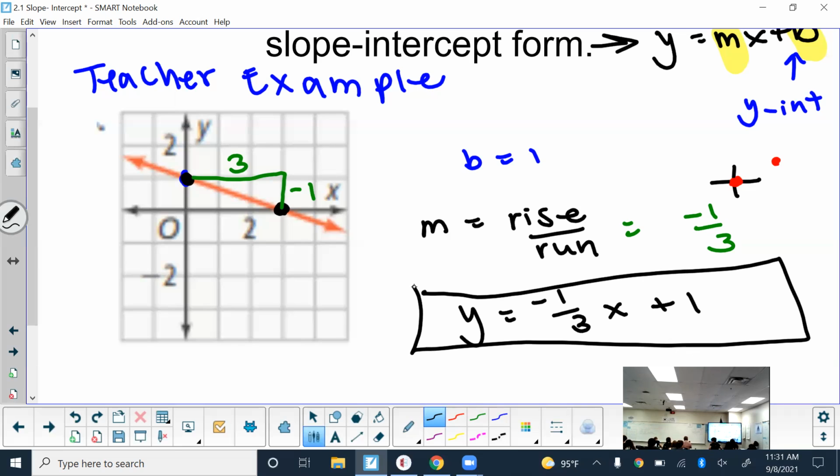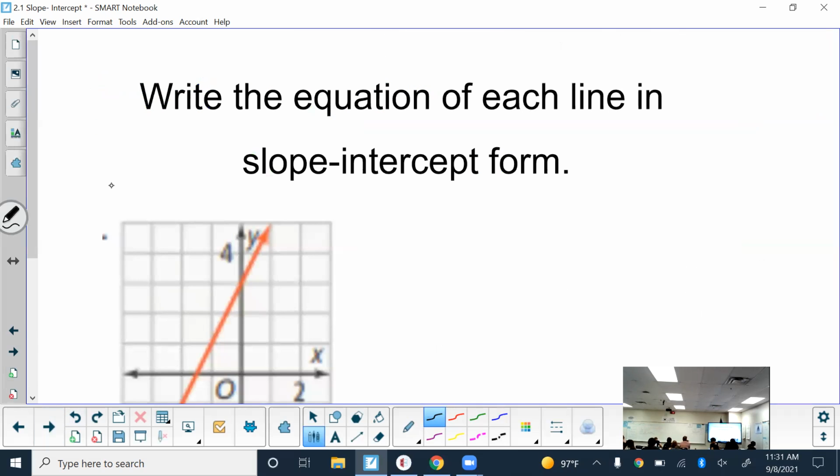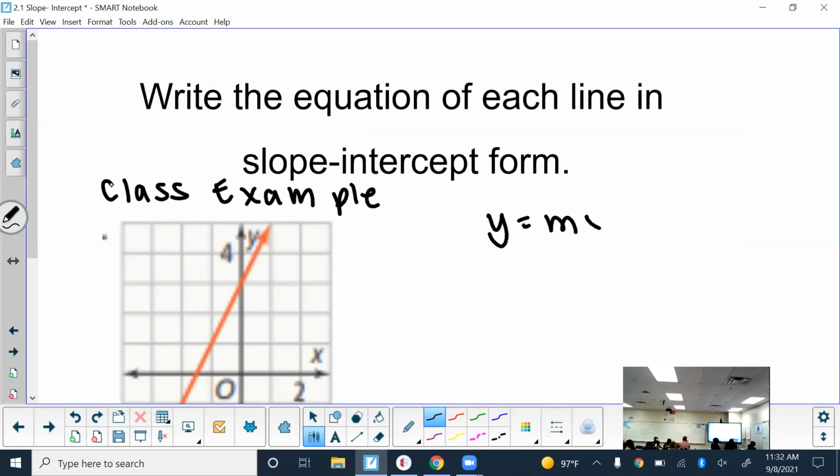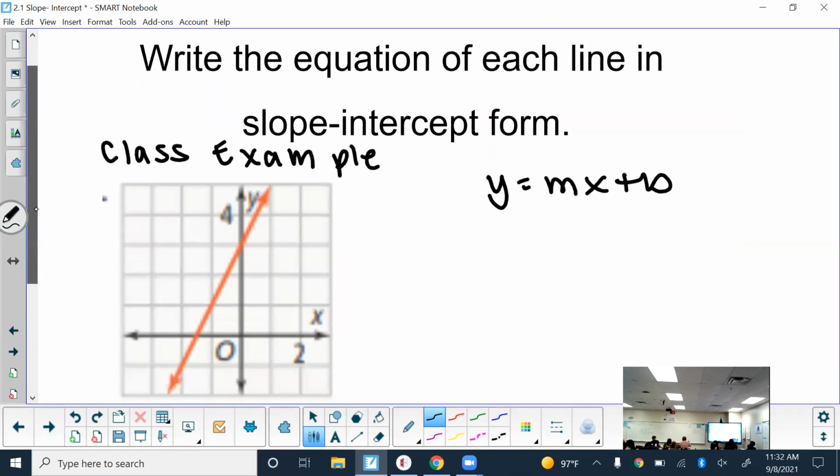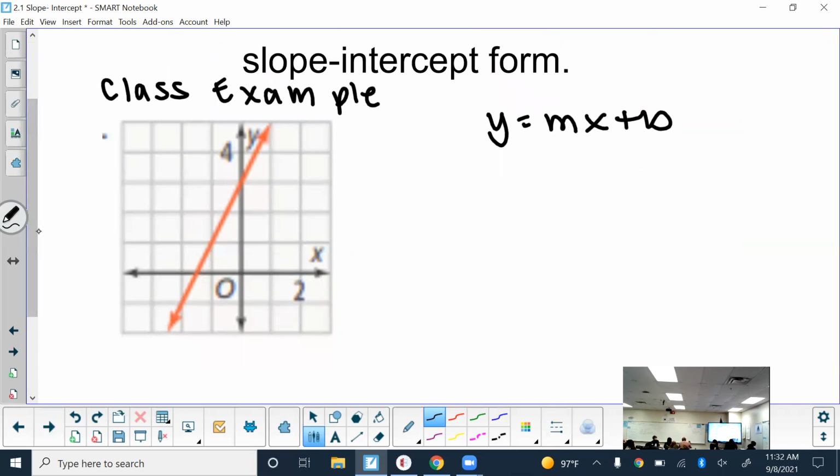Let's do the class example next, the one right next to it. We'll go through it a little faster this time. So here's the class example. And again, we're writing it in slope-intercept form. So let's start with our y-intercept. That's usually easy to see. So think about it first. What is my y-intercept for this one?